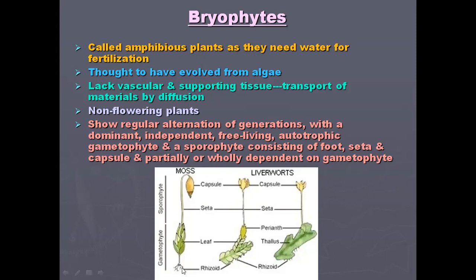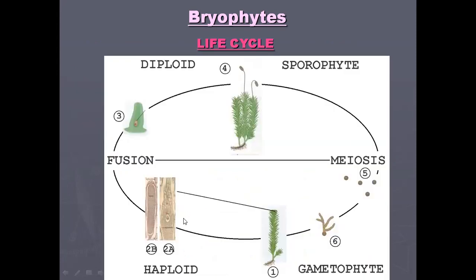The gametophyte has a root-like structure, which is called rhizoid. It has a stem-like structure, and it has leaf-like structures. Why? Because it lacks vascular bundles. Vascular bundles are not present.